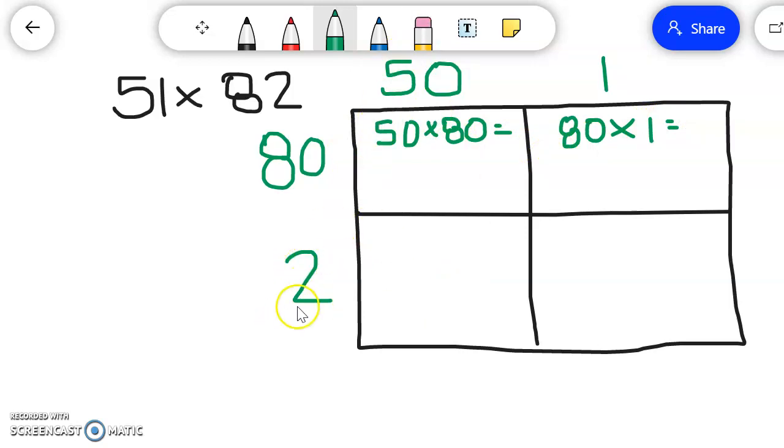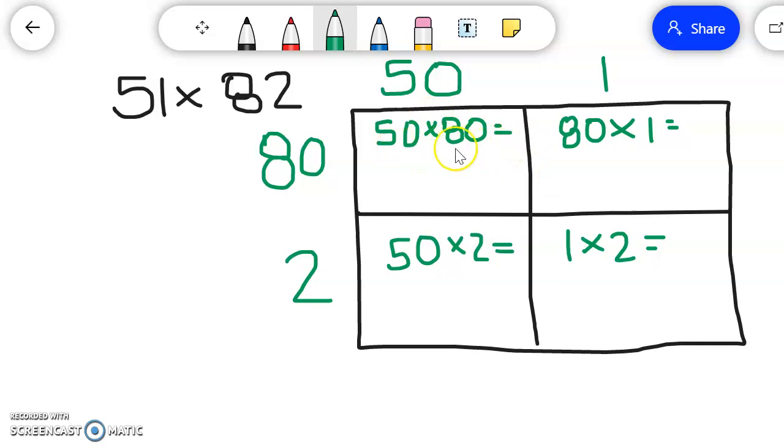Now I'm ready to distribute the 2 to the 50 and the 2 to the 1. So my first equation in the bottom row, in the first box, is 50 times 2. And then my last equation is 1 times 2. So I'm still using the distributive property, but I'm using place value to set up my equations. Now I'm going to solve all 4 of my equations in every box to get 4 partial products.